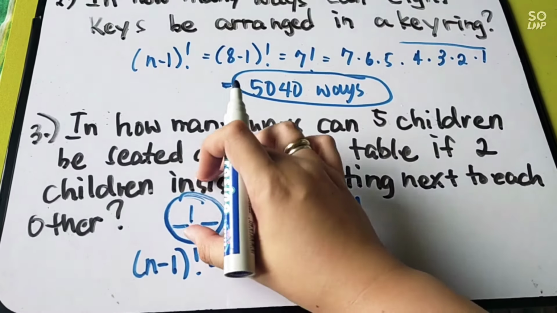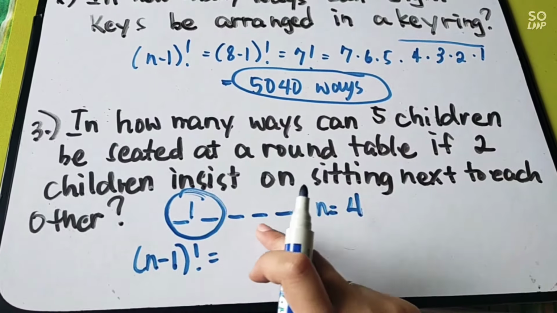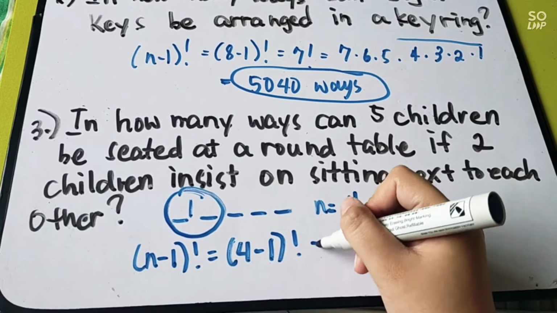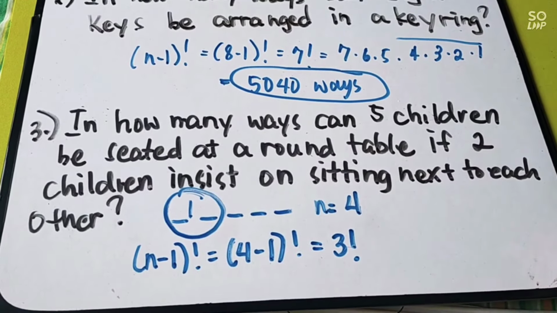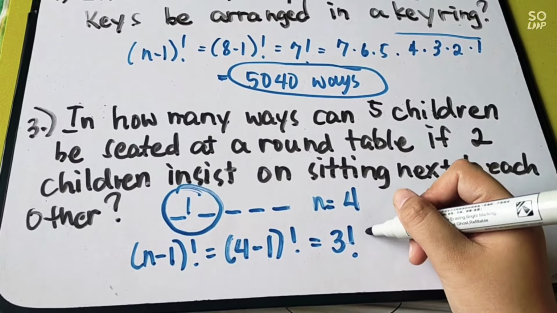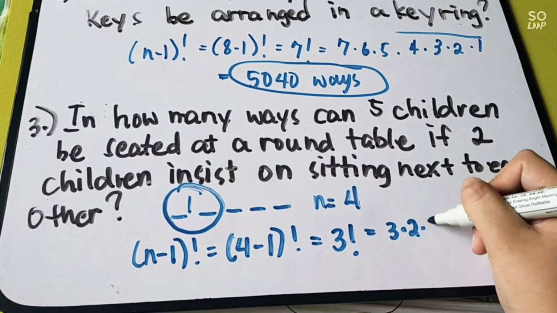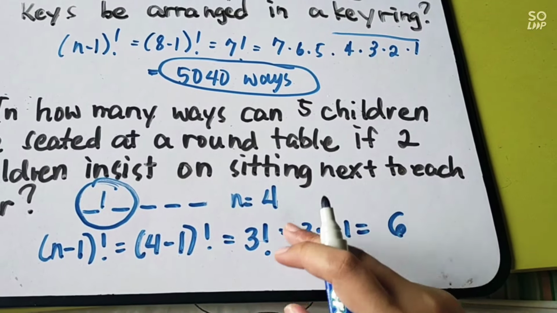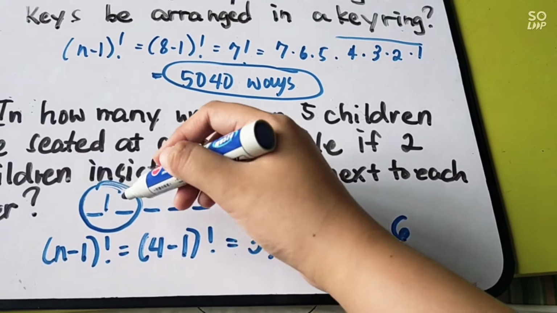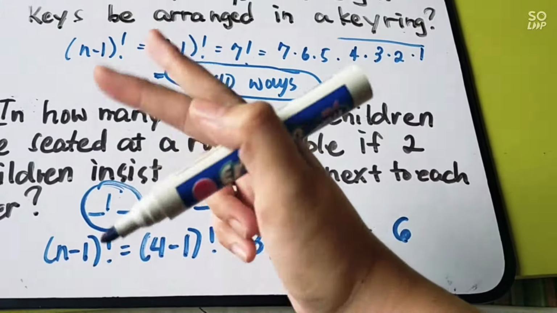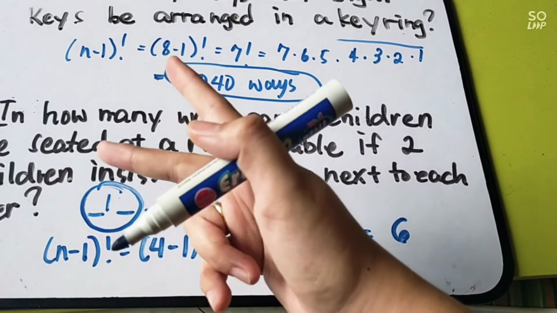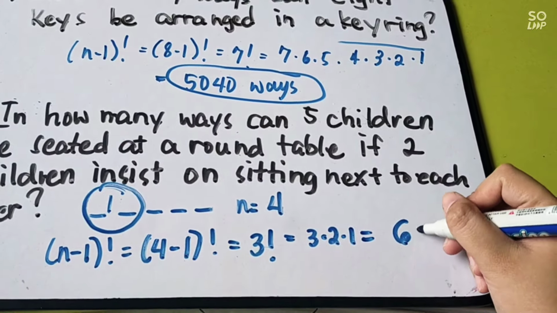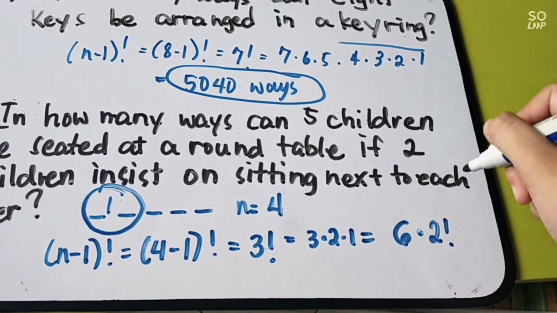So, count na lang natin as 1 yung dalawang bata. So, 1, 2, 3, 4. So, we have 4 minus 1 factorial is equal to 3 factorial. Okay? So, 3 factorial is equal to 3 times 2 times 1. The answer here is 6. So, dun pa lang yon. Kaso, syempre, etong dalawang bata na to, pwede pa tong magpalitan. So, permutate pa natin yan.